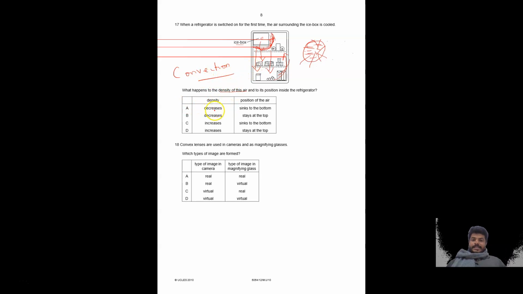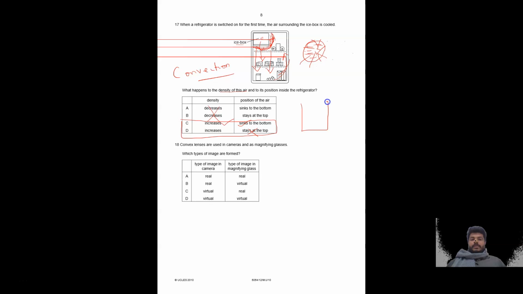Okay, so what is the answer here? The cold air density, will it decrease or increase? It increases, right? So what are the two options here? These are the two options we have. Density increases and sinks to the bottom, or stays at the top. That is wrong because the more dense always sinks, right?